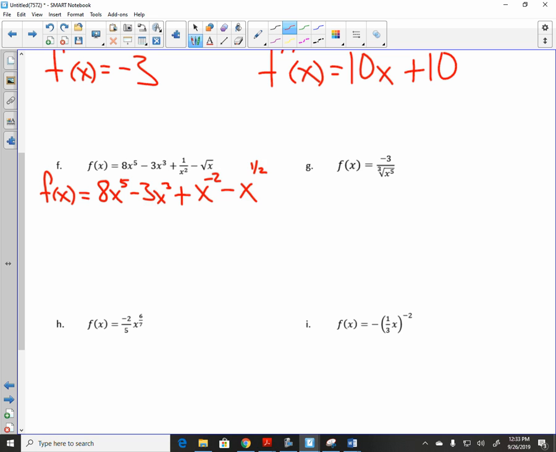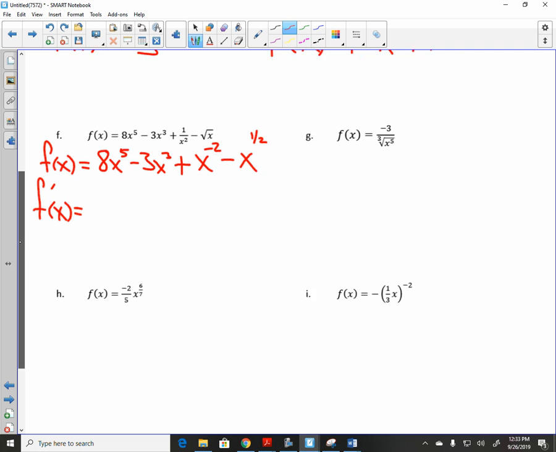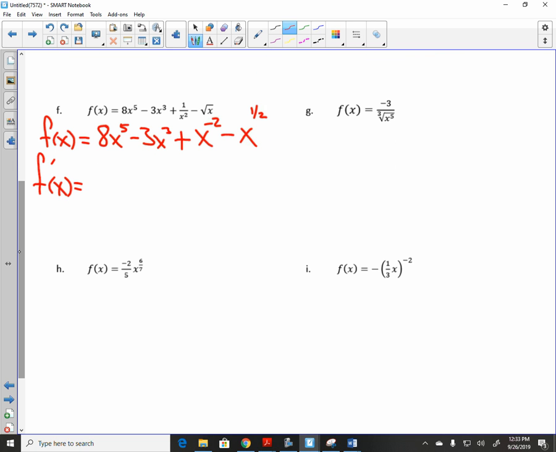Now I'm going to take the derivative. F prime of x is equal to, what's the derivative of 8x to the 5th? 40x to the 4th minus 9x squared, subtract 1, negative 3, minus 1/2 x to the negative 1/2.